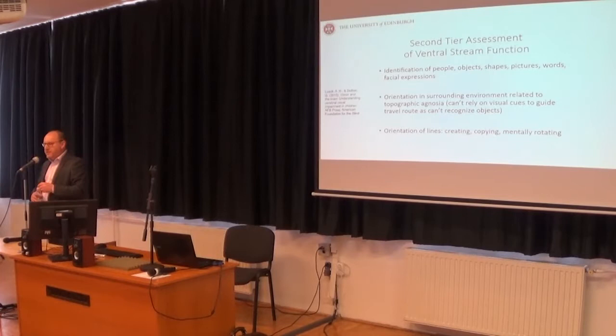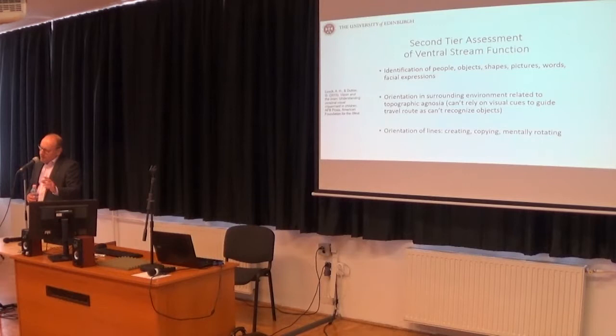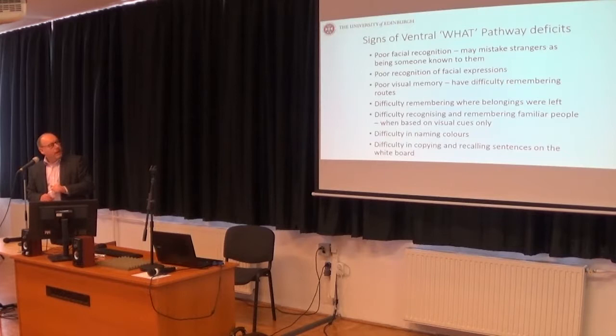So, second tier assessment of the ventral stream then is the identification of people, objects, shapes, pictures, words. You don't want me to remember all this. Say it again, please. Identification of people. Objects, shapes. Pictures, words. And facial expressions. And orientation around surrounding environments. And creating, copying, and rotating, particularly around lines, we've noticed at school and writing and copying. And that's the ventral stream pathway.